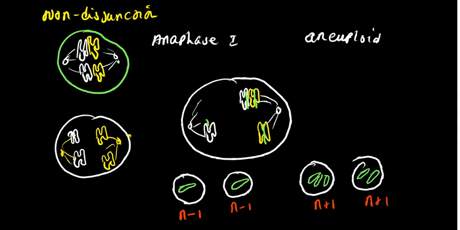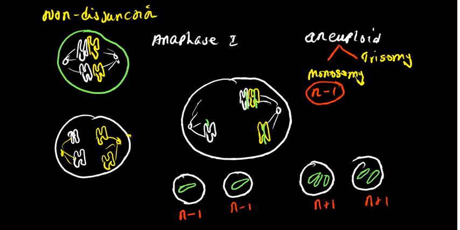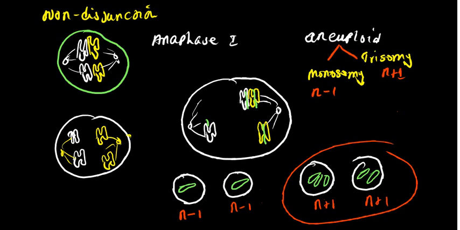There's too much data here, guys, to understand. So for aneuploid, we are saying there are 2 types: monosome and trisome. A monosome has a lesser number of chromosomes, n minus 1. That's why we call it a monosome. Whereas a trisome has an extra chromosome, it's n plus 1. So in this case, these are trisome, these are monosome.